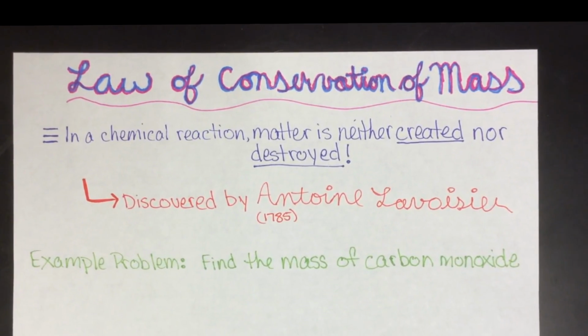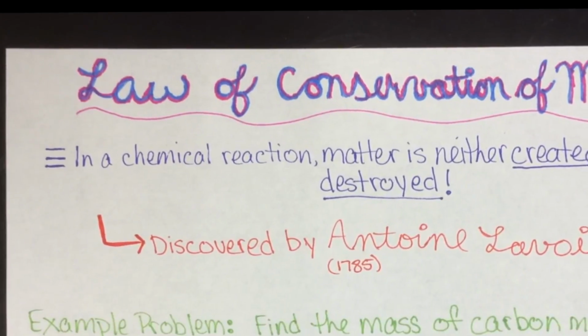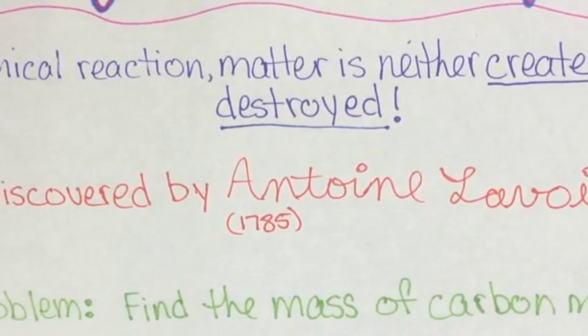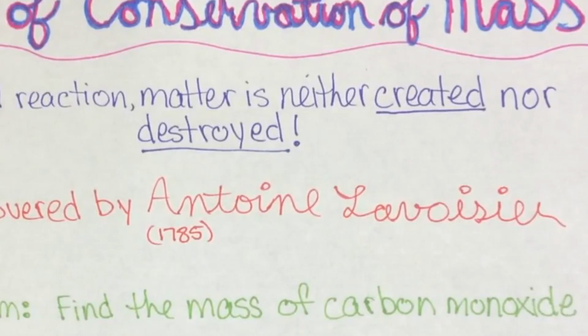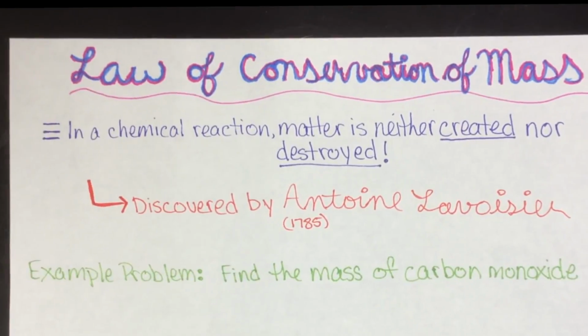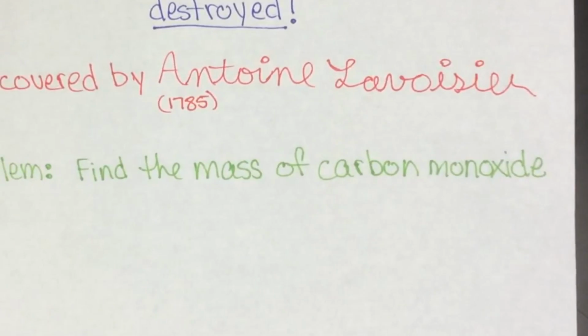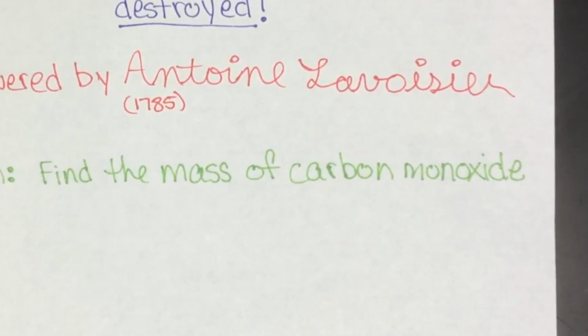The law of conservation of mass states that in a chemical reaction, matter is neither created nor destroyed. This law was discovered by Antoine Lavoisier in 1785. This law can be exemplified by finding the mass of carbon monoxide.